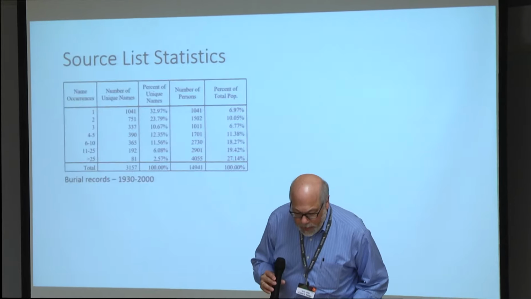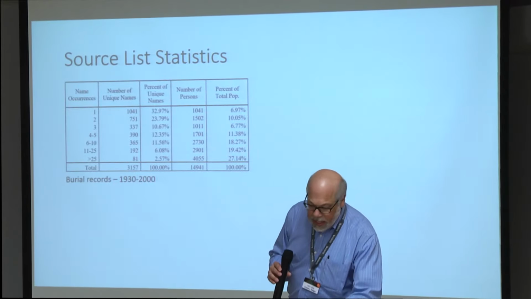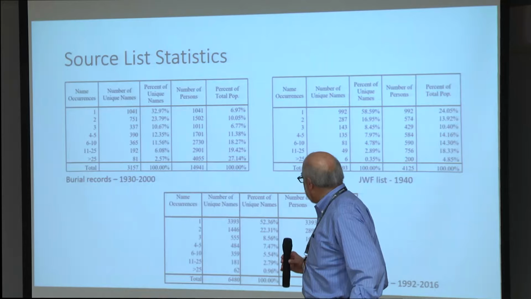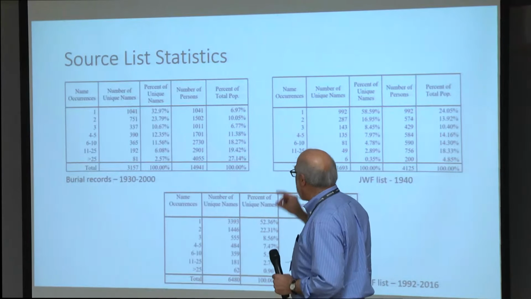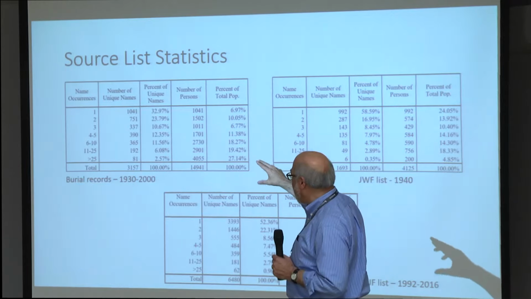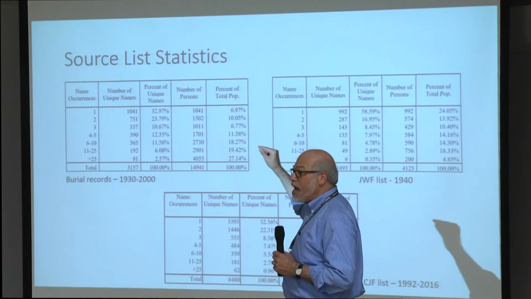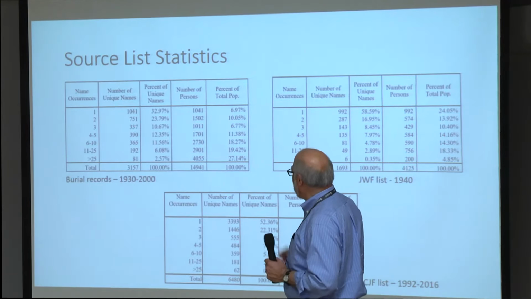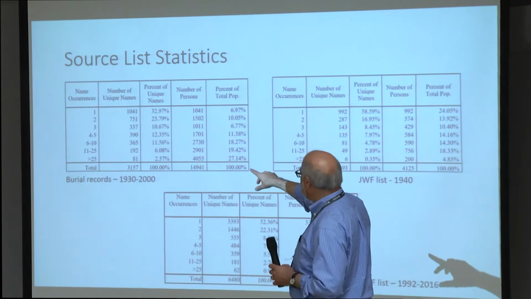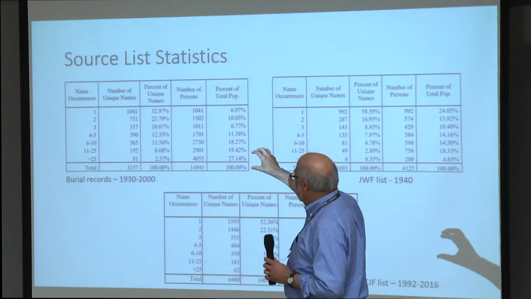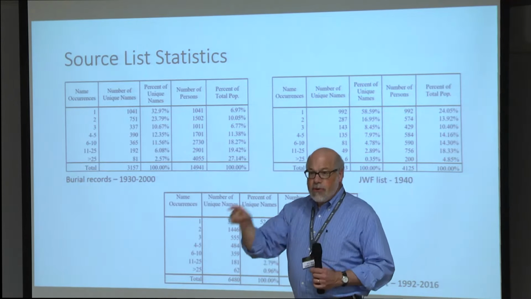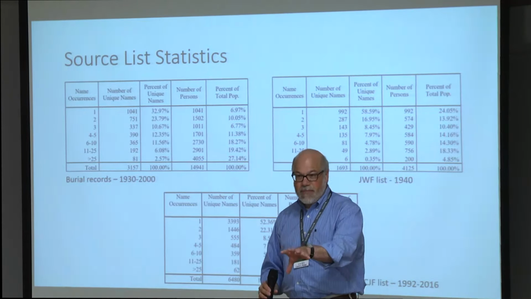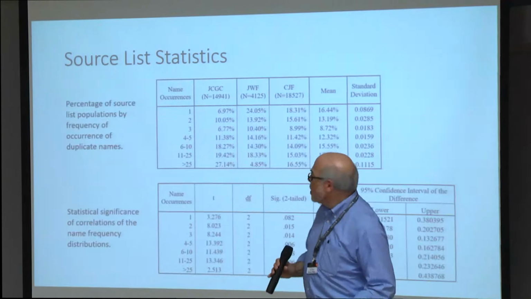All right, so let's see. I'm going to skip something because I want to get further along here, so I'm going to move faster. For my source lists, what I did was I basically looked at the number of name occurrences, listed the unique names, the percent of the total that those were, and the number of persons that those represented. So basically, you'll see that there are lots of Jews who share common names. That's basically what this is telling you. I'm going to skip about 10 minutes of explaining these.